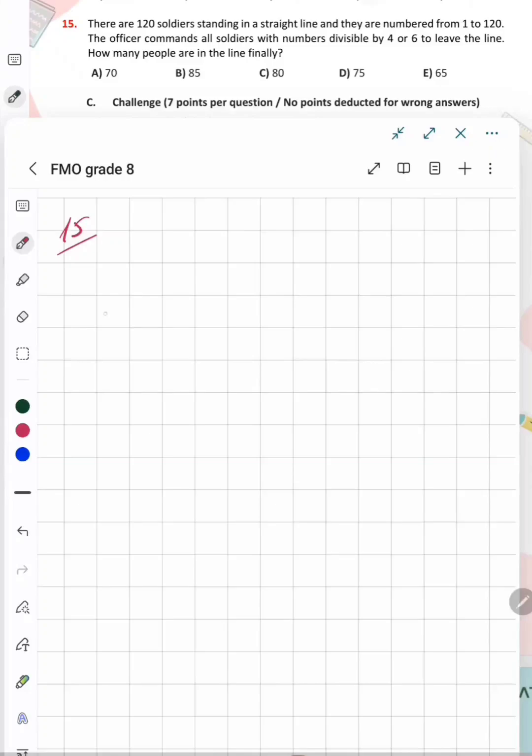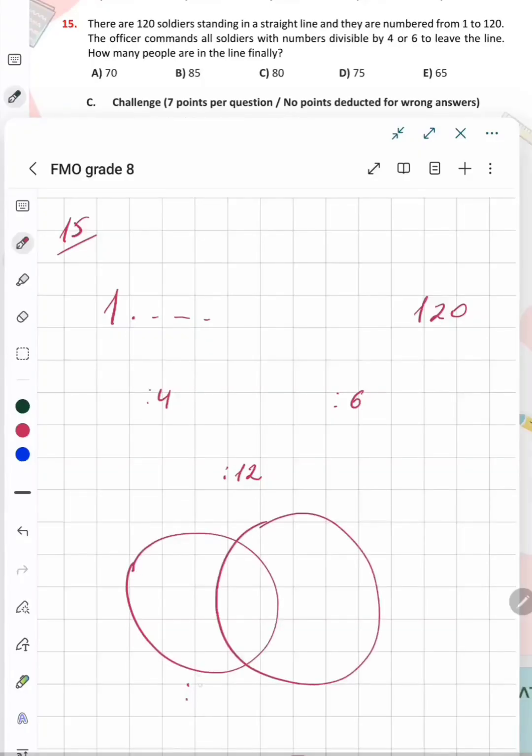Alright, from 1 to 120, the numbers that are divisible by 4 and by 6. Keep in mind that there are numbers divisible by 12 that go to the intersection of the numbers that are divisible by 4 and by 6. Alright, let's count how many of them are in this number sequence.